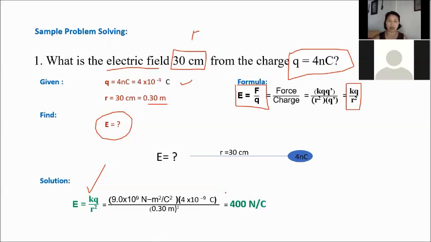Okay, so the value of electric field is 400 newtons per coulomb. This means the value of the electric field 30 cm from the source, or from 4 nC, is 400 newtons per coulomb. That's the value.